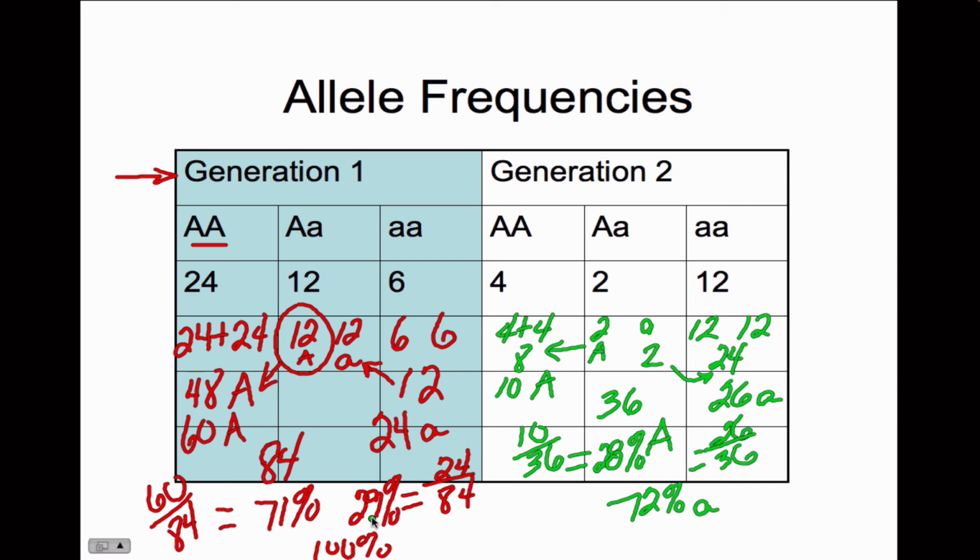Over here we have 29% of the recessive allele compared to 72% of the recessive allele. So we have a definite change in that population. And what that tells us is that this recessive allele was conferring some type of advantage, and so it became very common in the population. And that's how we know that evolution occurred in that population, because there was a change in the genetic allele frequencies.